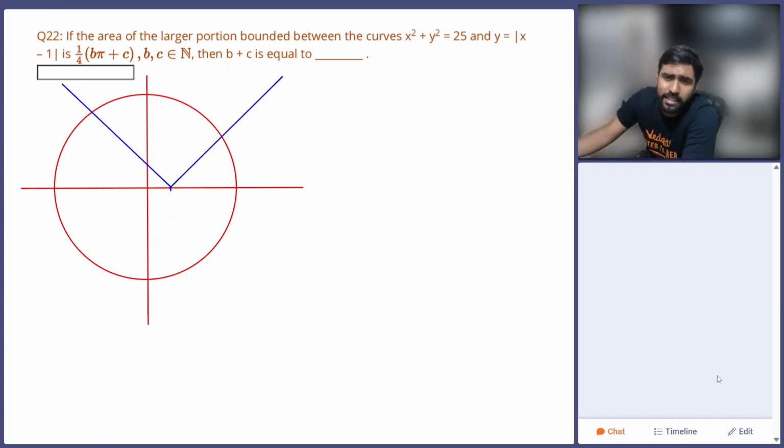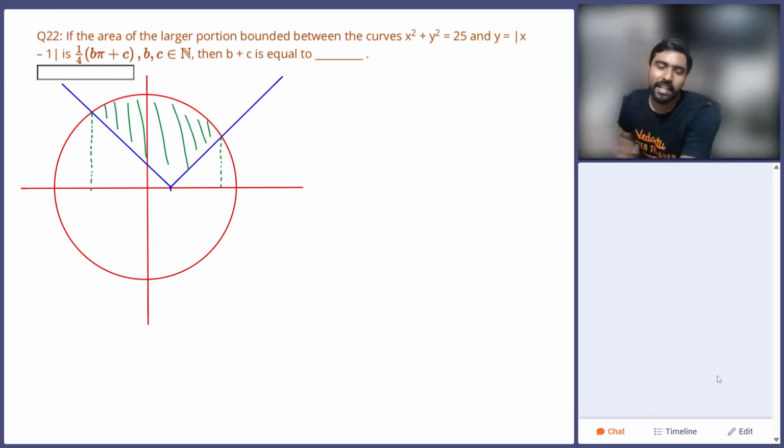Now you have been asked to find the area present below over here, the larger area, but I can see that the smaller area is a little easier to calculate. So what I will do is I will rather find the smaller area first, and then out of that smaller area, I will minus that from the entire area of the circle. Okay? So I'm going to try and find this area.